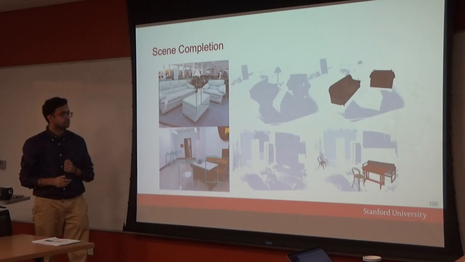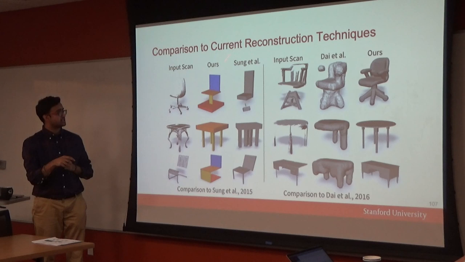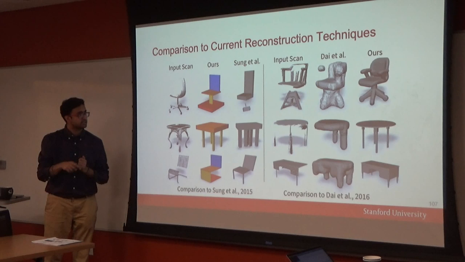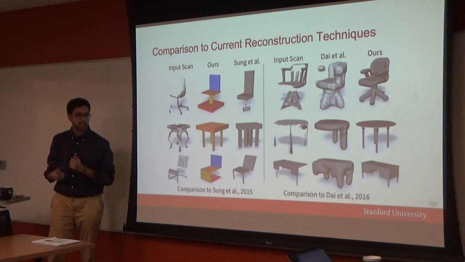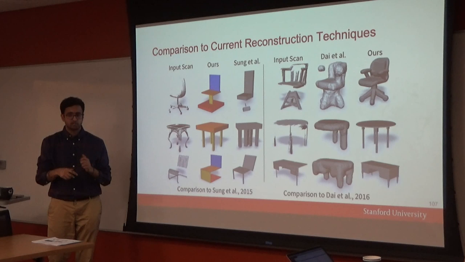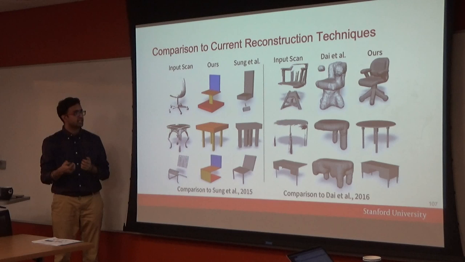We also compare our technique to current reconstruction techniques. One such example is Sung et al., where they produce boxes as output. Our boxes are more structured than the boxes by Sung et al., because we have structure embedded into our metagrammar. We also compare our completion to Dai et al. Dai et al. hallucinate the rest of the shape, while we actually use shapes from the database and deform them. So we have a more clean completion than Dai et al.